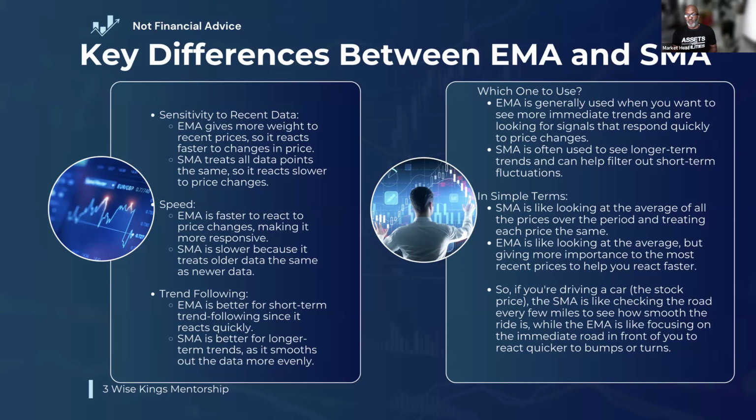All right, so in simple terms, the SMA is like looking at the average of all the prices over the period and treating each price the same. The EMA is like looking at the average, but giving more importance to the most recent prices to help you react faster. So if you're driving a car, which is the stock price, the SMA is like checking the road every few miles to see how smooth the ride is, while the EMA is like focusing on the immediate road in front of you to react quicker to bumps and turns.